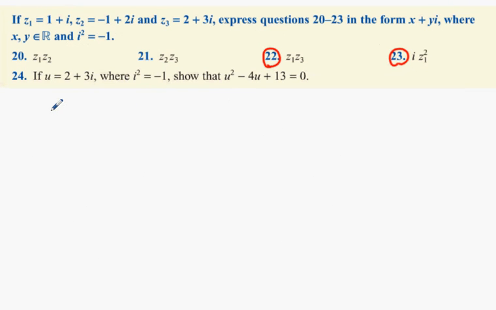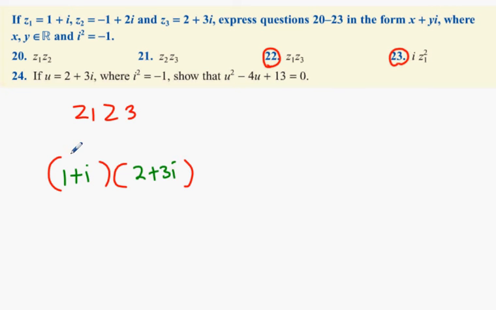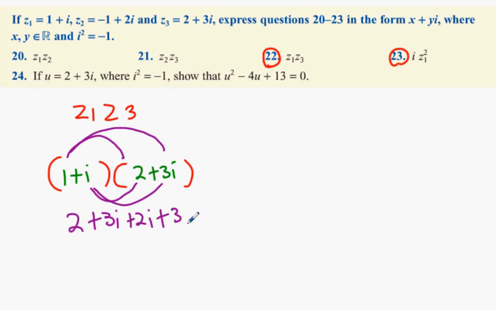What about 22, guys? How'd you do that, Mick? Okay. Then what? What do you get? What happens to the 3i squared?